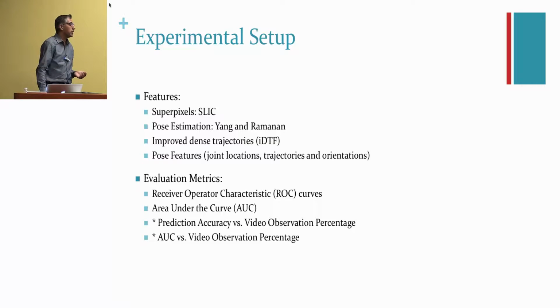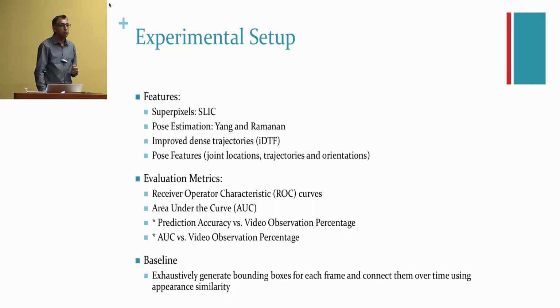However, we introduced two new metrics, which analyze how the prediction accuracy varies with time as a percentage of the observed video. We also want to analyze how the localization performance varies with time, given by the area under curve against video observation percentage. We also generate a baseline in an online manner where we exhaustively generate bounding boxes in each frame and then connect them based on their appearance similarity.